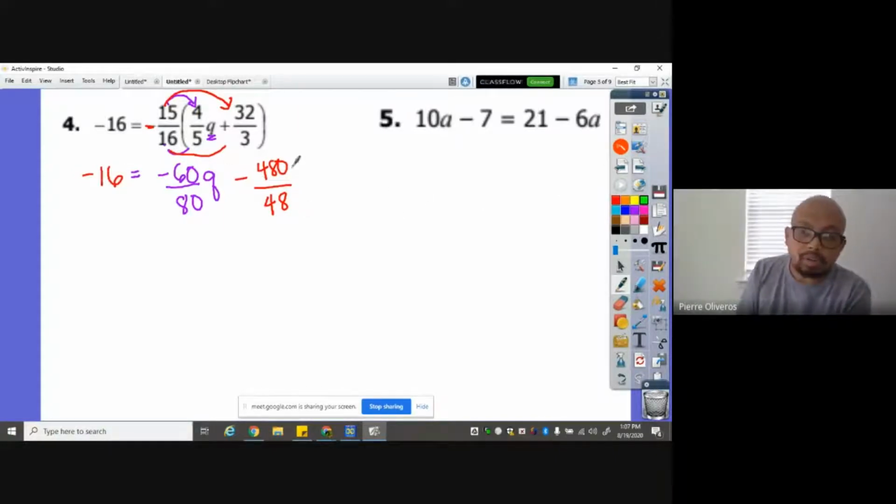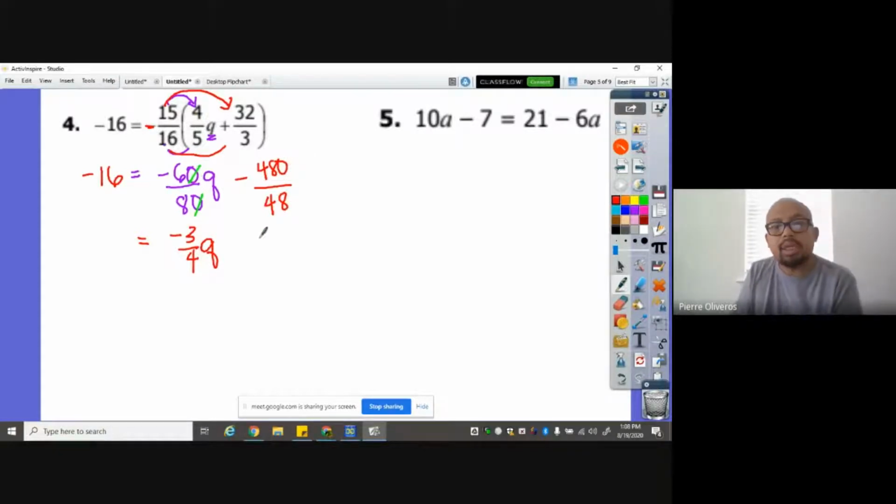If we reduce our fraction to the lowest term, you can easily say that this one is negative 60 over 80, both have 0, so I can eliminate that. That will give me a negative 6 over 8. But negative 6 over 8 are both divisible by 2. I know that will be negative 3 over 4q. And this one here, 480 divided by 48, if you do that one, it's going to be negative 10. And this will be negative 16 here.